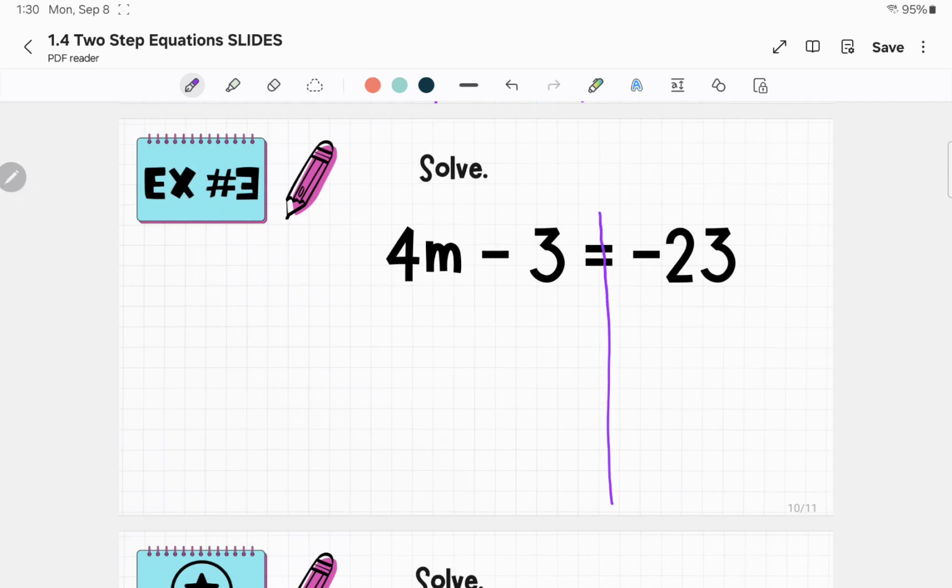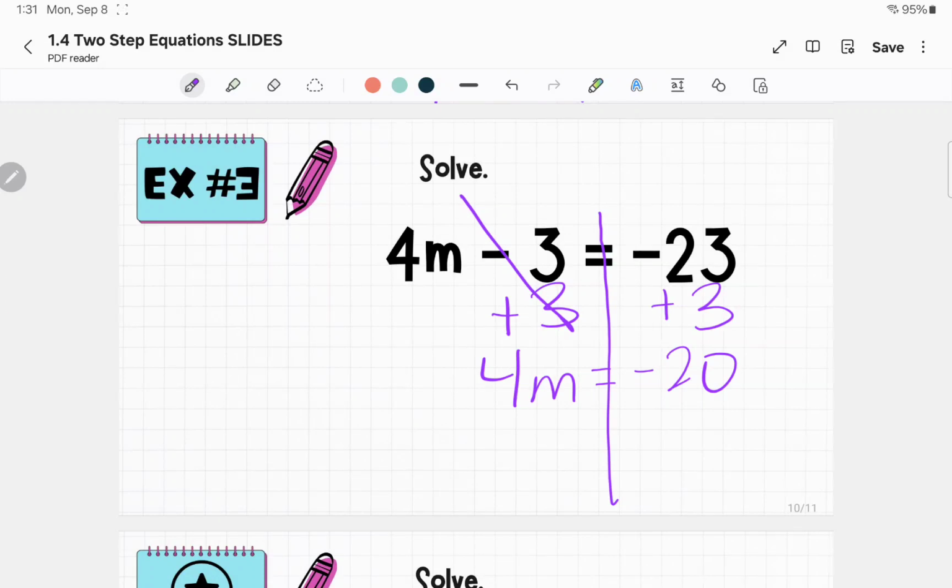All right, so still same process, just have negatives now. So I still want to write the side with the m. I want to undo this addition or subtraction, so I'm going to undo this minus 3 by adding 3. And I do that to both sides. I am left with 4m on the left, and now negative 23 plus 3, if you need to, use the calculator. That is negative 20. And now I'm just getting rid of this 4 over here, so I'm going to divide by 4 both sides. And m is equal to negative 5. So same process, I just have negatives now on some of these.